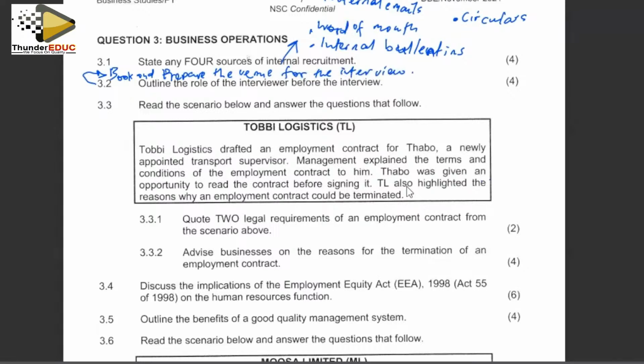Okay, right? And also, it is to inform all shortlisted candidates about the date and the place of interview.